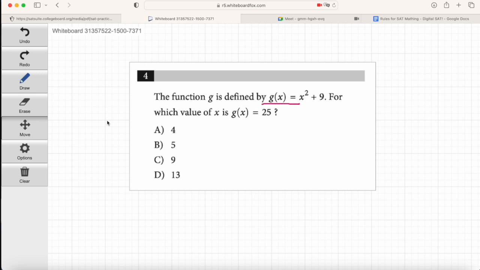Have you heard that phrasing before, g of x? Yes, I have. Okay, good. That's how I'd read it. We'll talk about what that means in just a moment. But go ahead and finish reading the question. For which value of x is g of x equals 25?